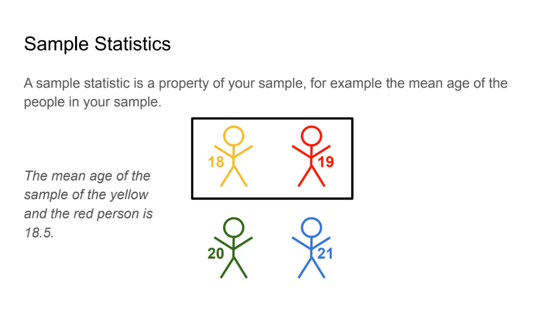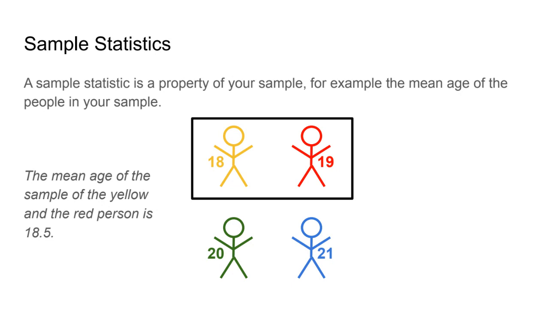So for example, here we have the sample of the yellow and the red person, and the sample has a property, namely the mean age of the people in the sample. In this case, this property is 18 and a half, so the mean age of the people in the sample is 18 and a half. And this is a sample statistic. Now, in this course, we will limit our attention to sample means. That is, we will always ask questions about the means of a sample.